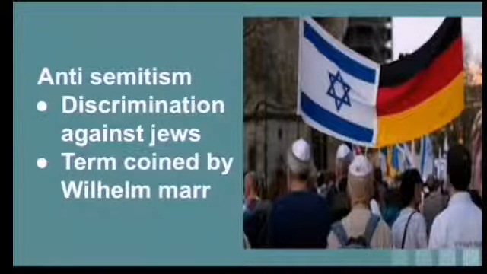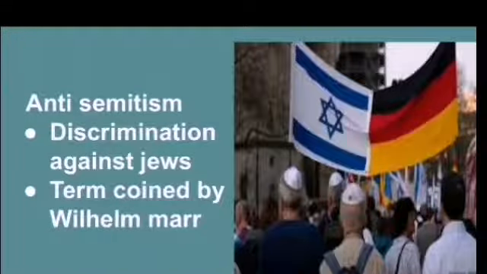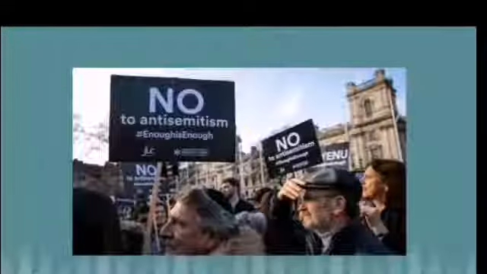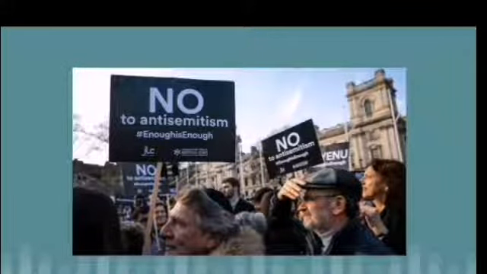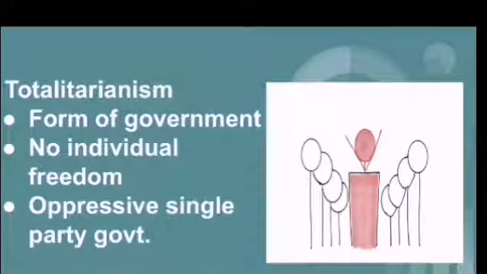Okay, another one is anti-Semitism, and that is discrimination against Jews. The term was coined by Wilhelm Marr, and these are some pictures relating to protests against anti-Semitism. And totalitarianism as a form of government: here there is no individual freedom among the people, and there is an oppressive single-party government.